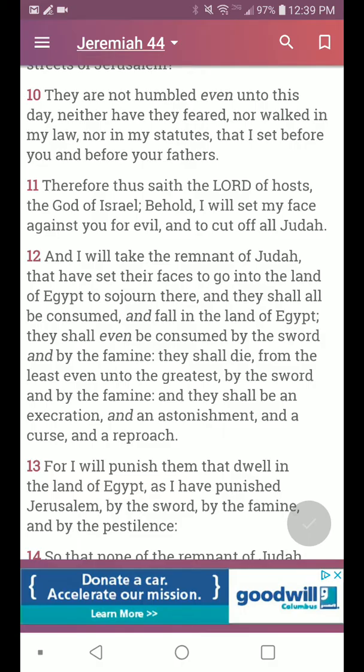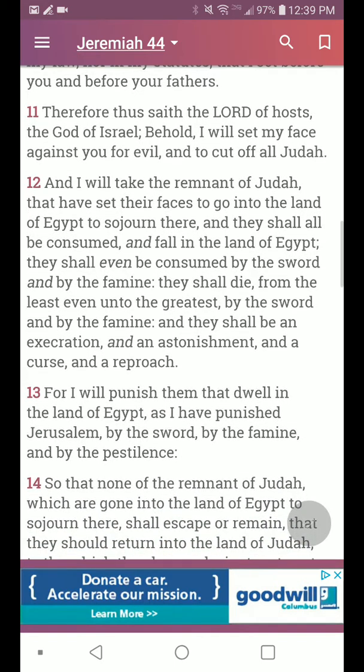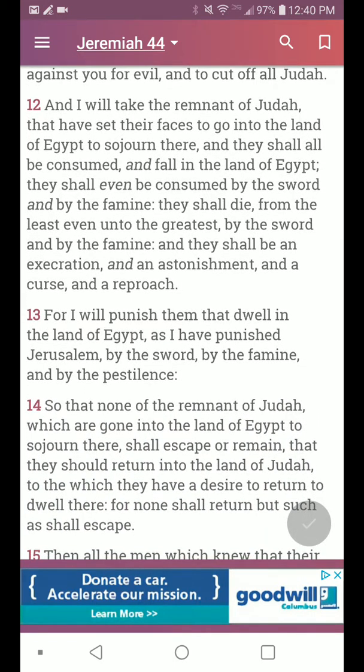It says, nor walked in my law, nor in my statutes that I have set before you and before your fathers. Therefore, thus said the Lord of hosts, the God of Israel, behold, I will set my face against you for evil, and to cut off all Judah. And I will take the remnant of Judah that have set their faces to go into the land of Egypt to sojourn there, and they shall all be consumed.